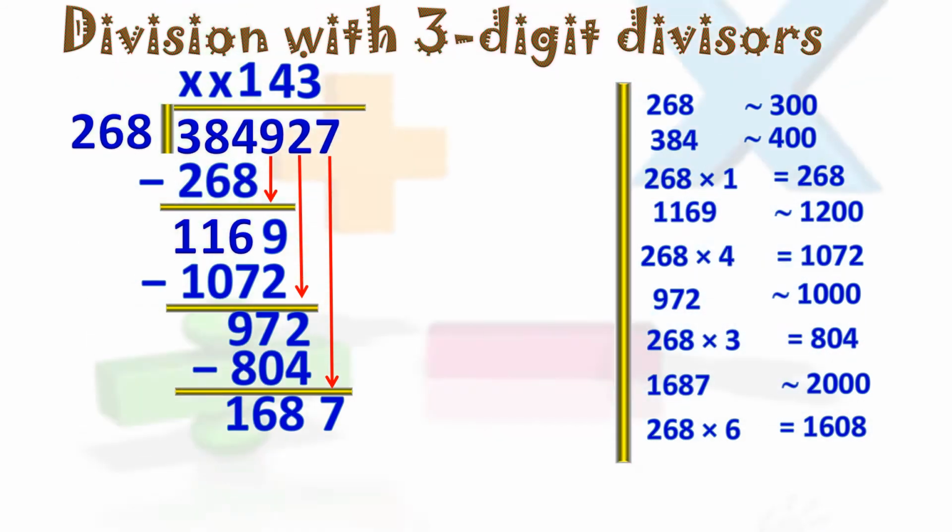So we have the quotient as 1436, and we get the remainder as 79. So isn't it easy?